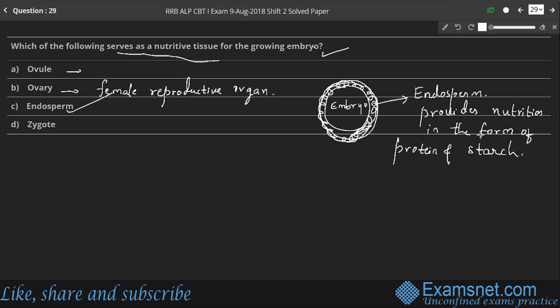Whereas ovule is present inside the ovary, right? That develops into female reproductive cells, right? And after fertilization, it develops into a seed, whereas ovary develops into a fruit.